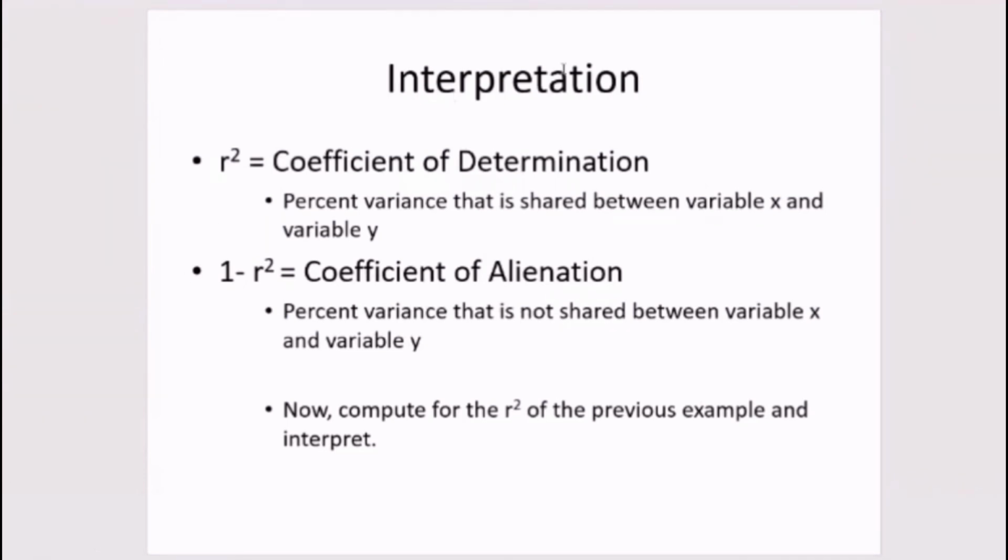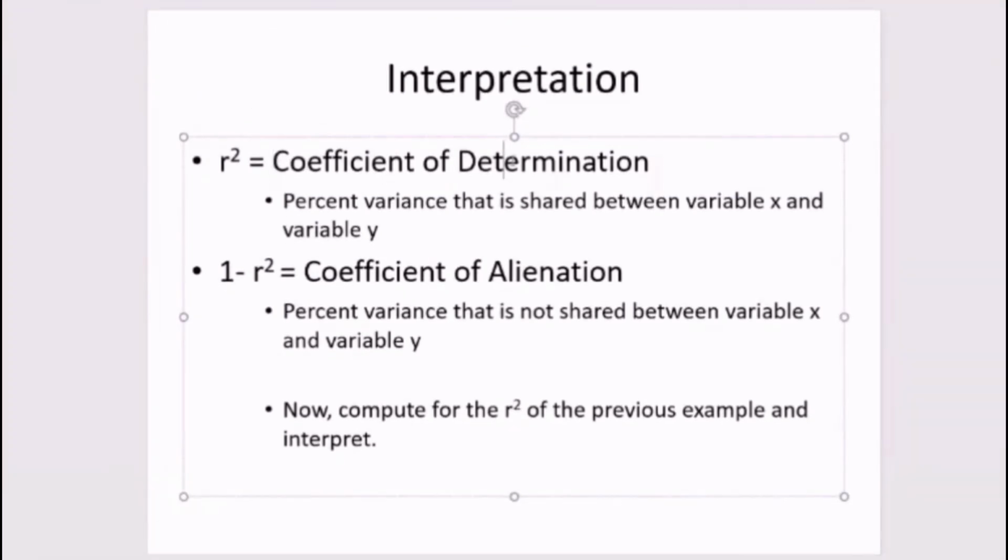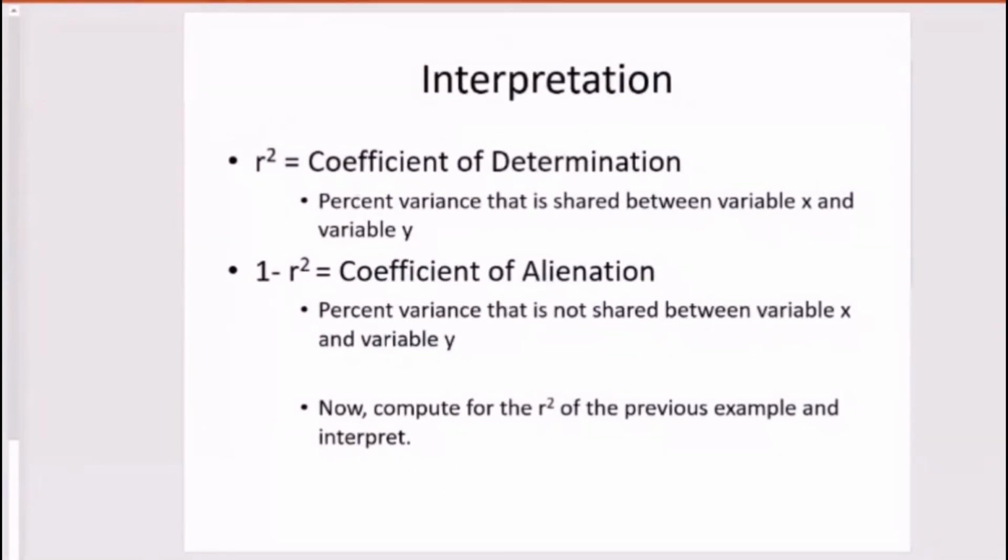statistical interpretations. We can also compute for the R squared. The R squared is also called the coefficient of determination. So remember that R is the coefficient of correlation. R squared is the coefficient of determination. Coefficient of determination is the percent variance that is shared between variable X and variable Y.